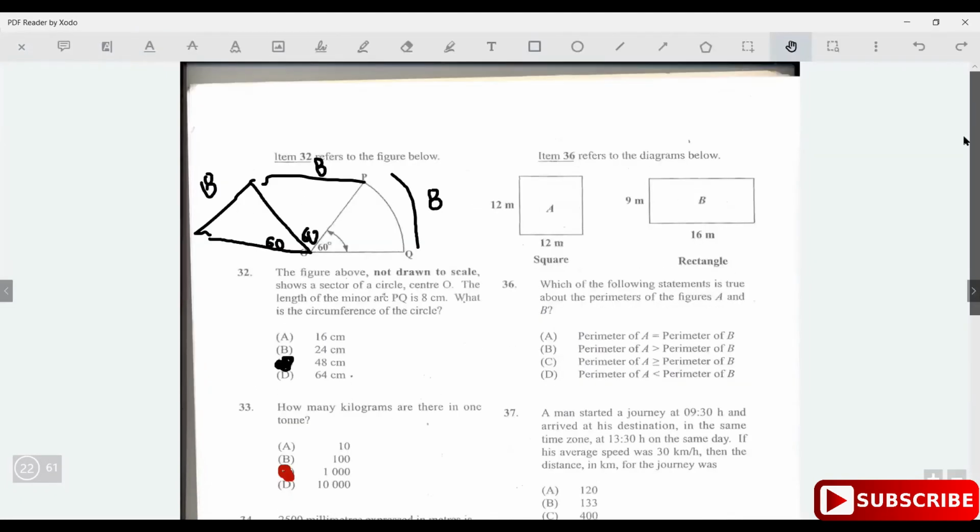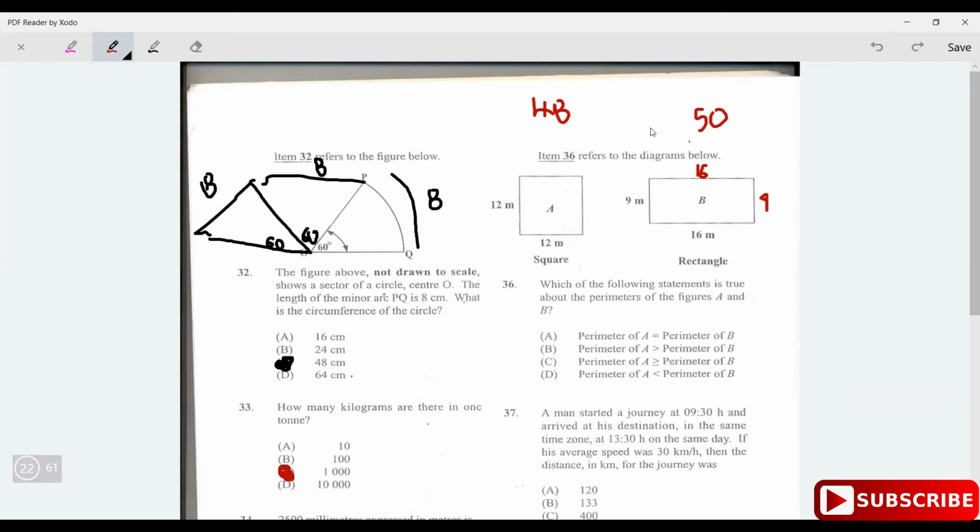Question 36. It gives us A and B, a square and a rectangle, and they're asking us how to differentiate the perimeter of the two. The perimeter of this would be 12 plus 12 plus 12 plus 12. This one would have a perimeter of 48, clearly. The perimeter of this one would be, you have 16 here and 9 here. That would be 32. 32 and 9 is 41, and 9 is 50. So the perimeter of A is less than the perimeter of B. 48 is less than 50. That is option D. Easy question.